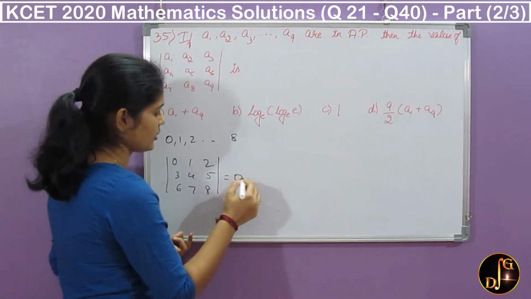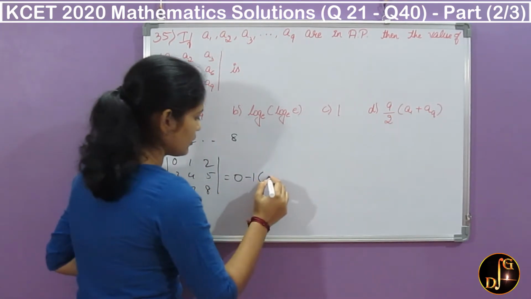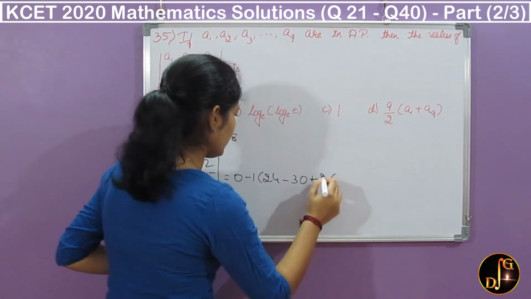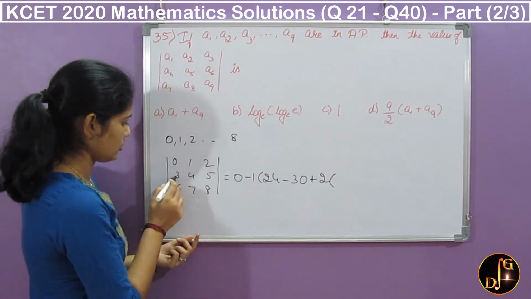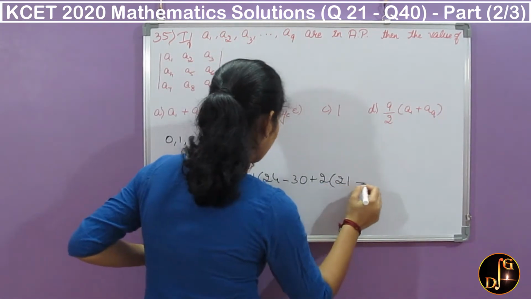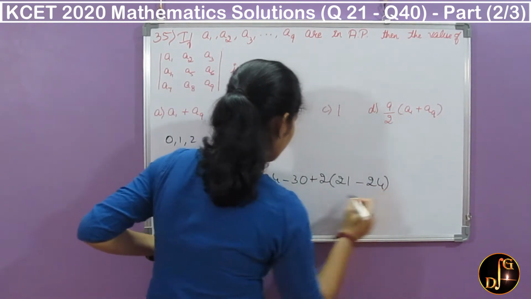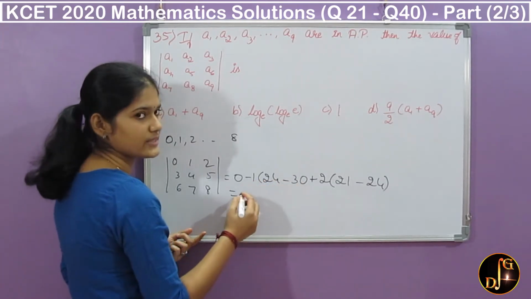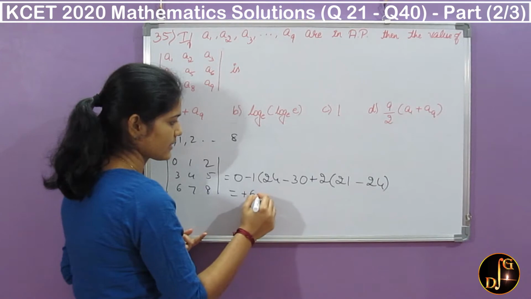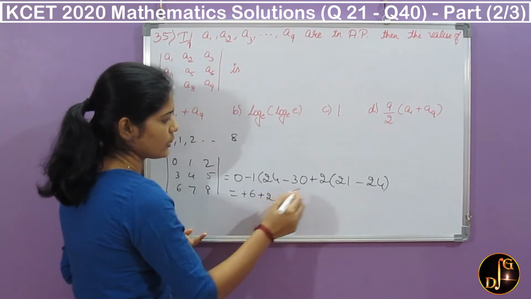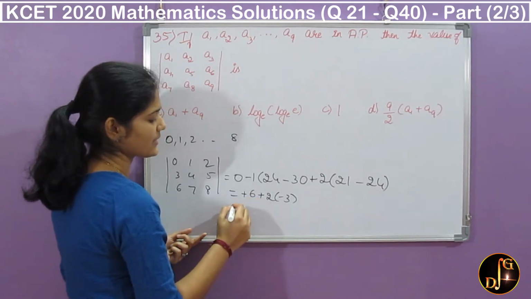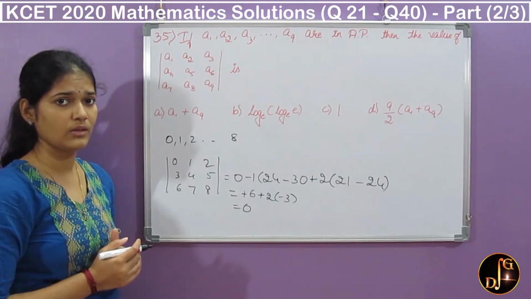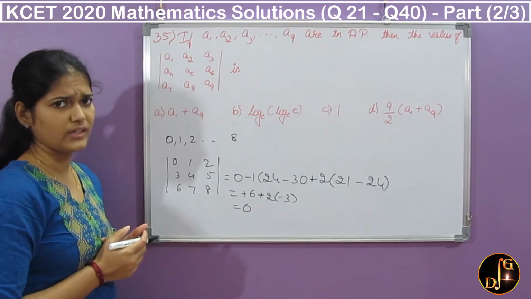The first term will be 0, minus 1 into (24 minus 30), plus 2 into (21 minus 24). This will be minus 1 into minus 6, so it is plus 6, plus 2 into minus 3. That means plus 6 minus 6. So the answer is 0. Do we have any option as 0? No. Then how to find this?